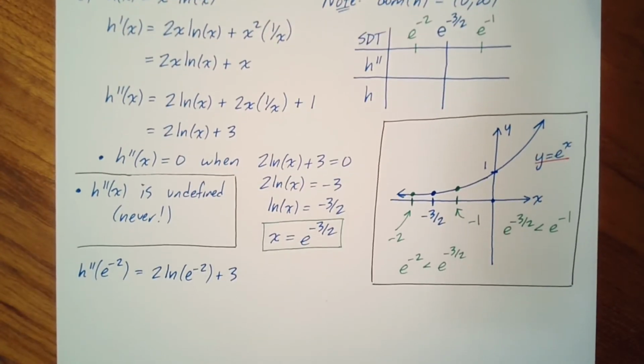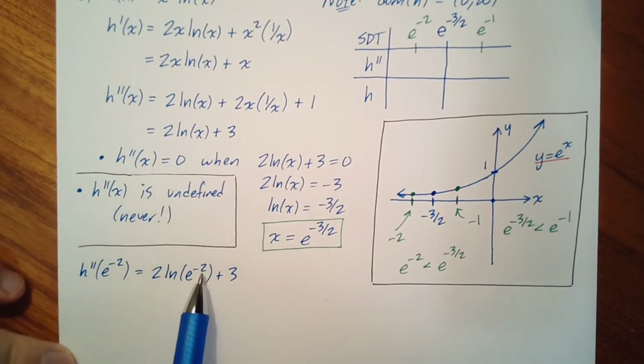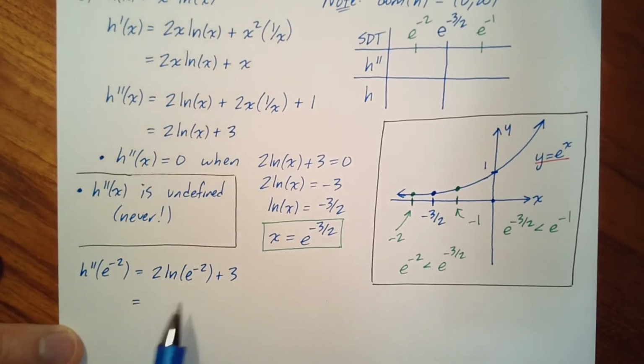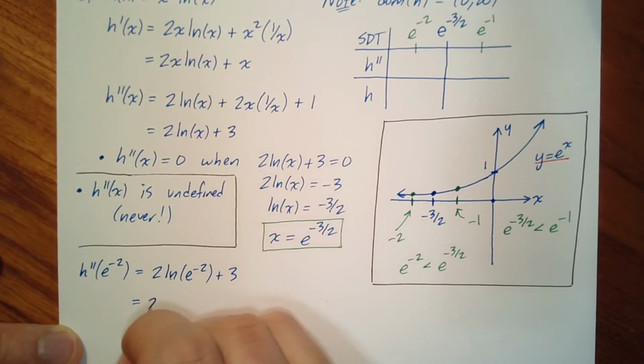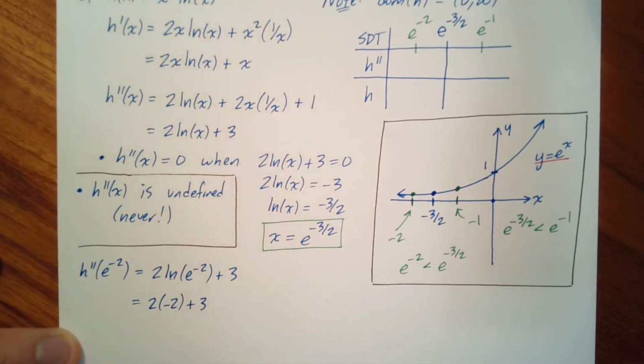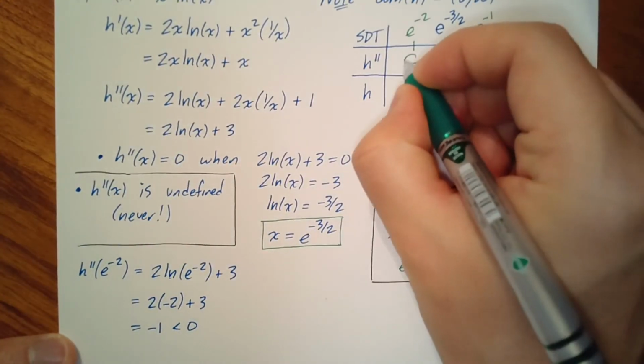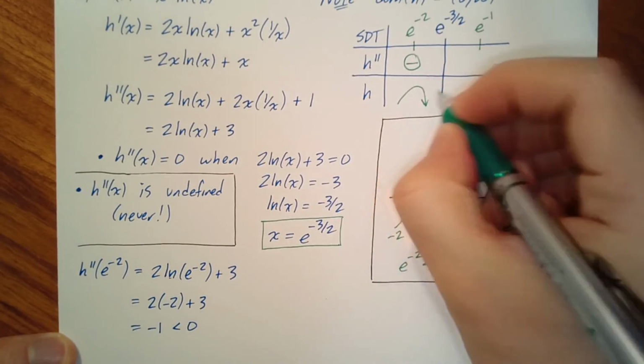All right, and then, well, what happens? Natural log of e to the negative 2 just works out to be negative 2 by cancellation properties. The e and the natural log cancel, and this whole factor resolves into being negative 2. So we get 2 times negative 2 plus 3, which is really just negative 4 plus 3, which is negative 1, which is less than 0. Okay, so that means we have a negative here. It means our function is concave down.